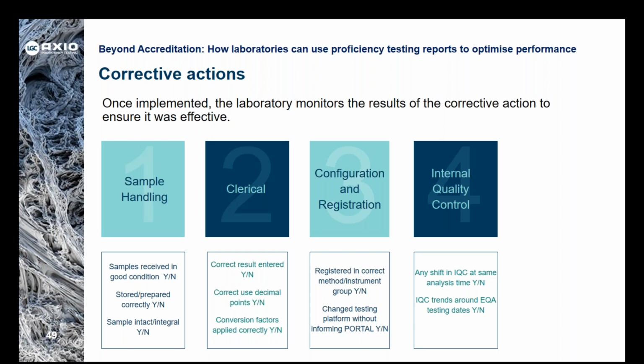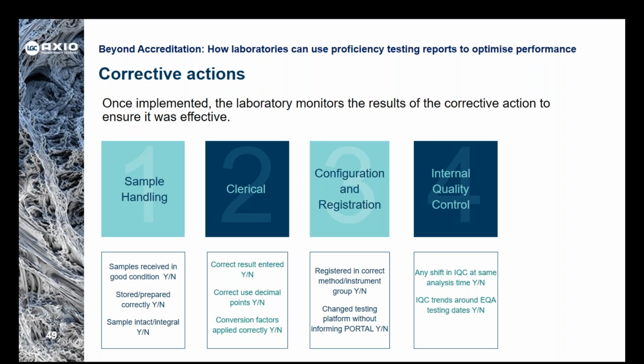If not effective, select another corrective action or revisit the root cause. All actions or reasons for taking no actions must be documented. Again, on screen we can see from sample handling being the more typical or common errors that we could encounter, through to clerical, incorrect results being entered, wrong usage of the decimal point or the comma, conversion factors being applied incorrectly, etc. The configuration and registration, are we correctly comparing ourselves in the appropriate peer group?